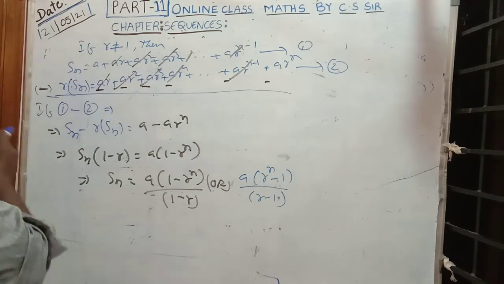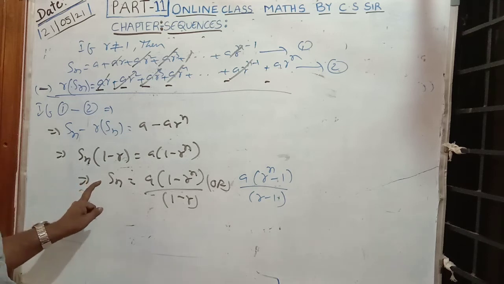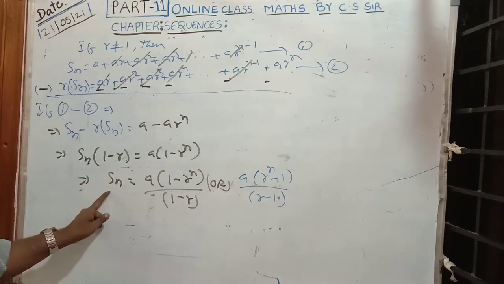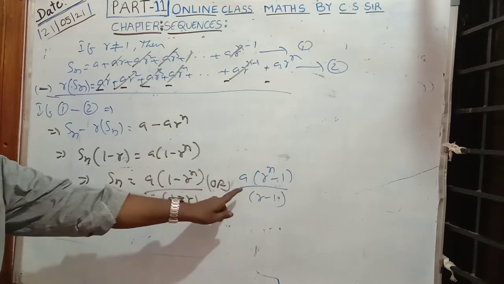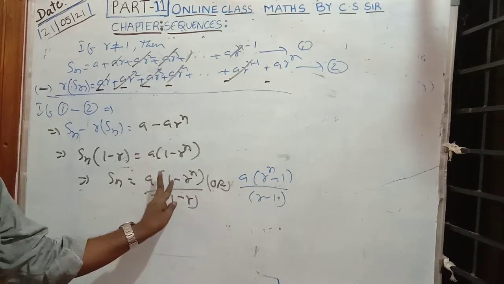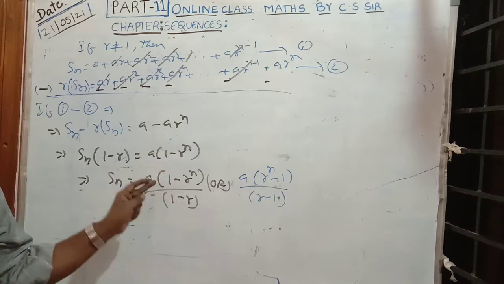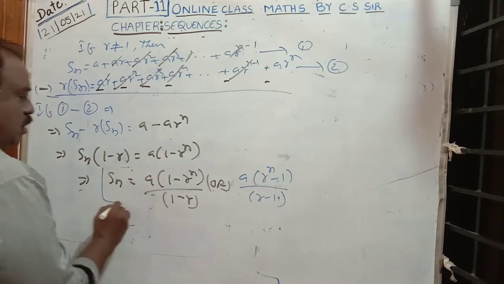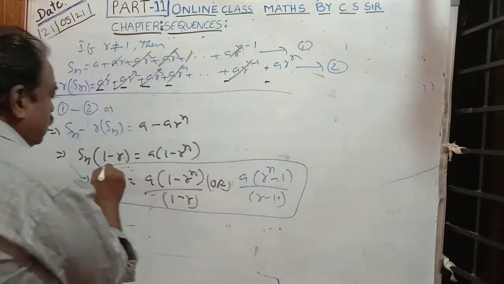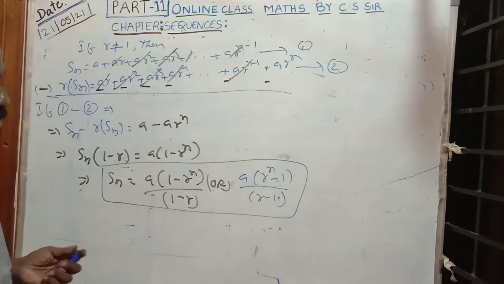So that means the sum to n terms of a GP is A into 1 minus R power n by 1 minus R. Better to write like this. I am interchanging A here also, so I'll get minus by minus, plus. So this is the sum to n terms of a GP.